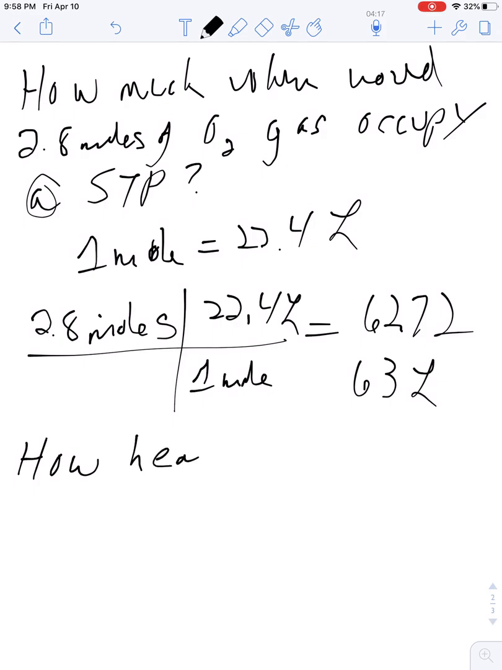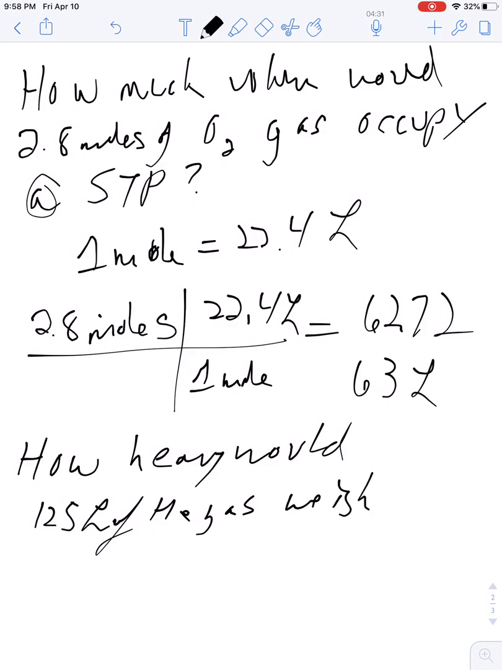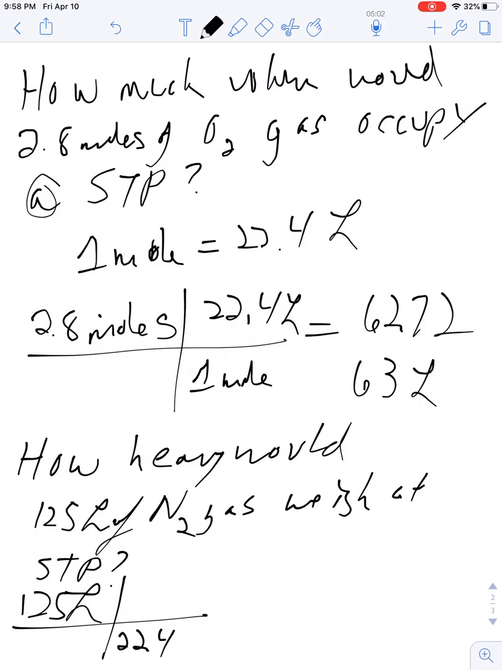What if we want to go the other way, and we wanted to know how heavy 125 liters of nitrogen gas would weigh at STP? We're going to do the same process as above, but work it backwards. I've got 125 liters. I'm at STP, so 22.4 liters gives me 1 mole of nitrogen gas.